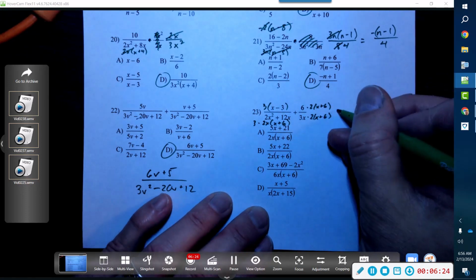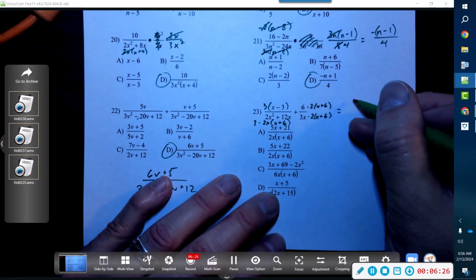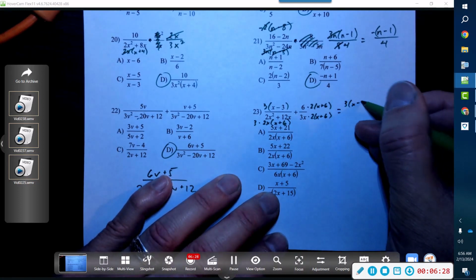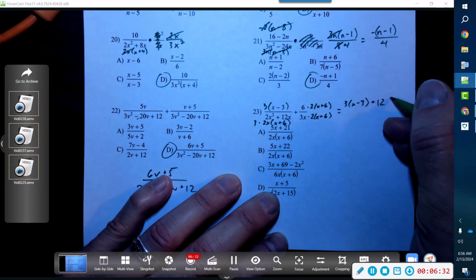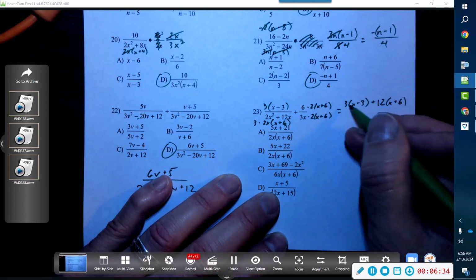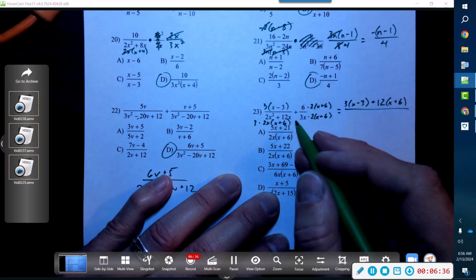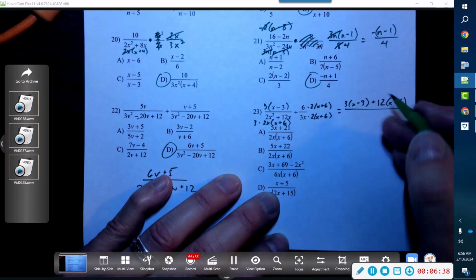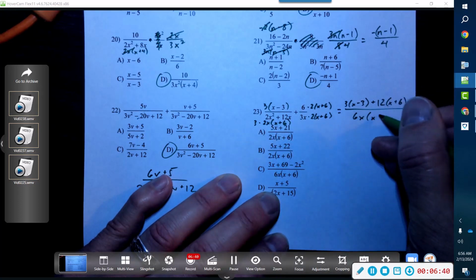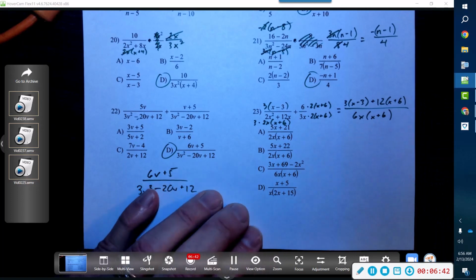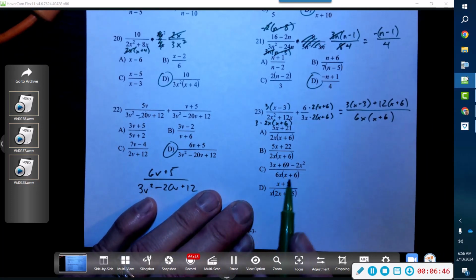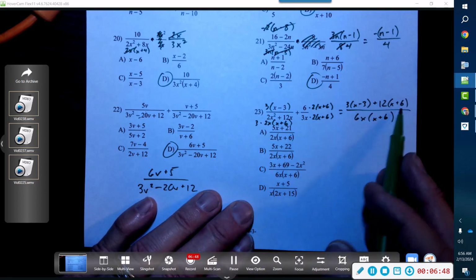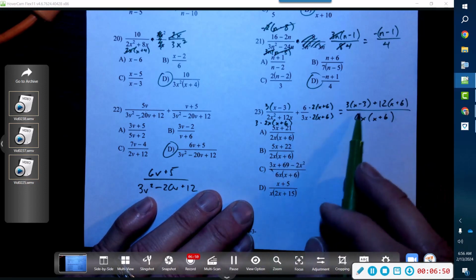But what we've got here, when we add, is we have 3x minus 3 plus, I'm going to go ahead and multiply those two, 12x plus 6. Okay, now we've got all of this down here so that we've got a 6x, x plus 6. Now you can take a look here. I do see a 6x plus 6 here. That could be it. Let's just double check. Let's see if we get this up here.